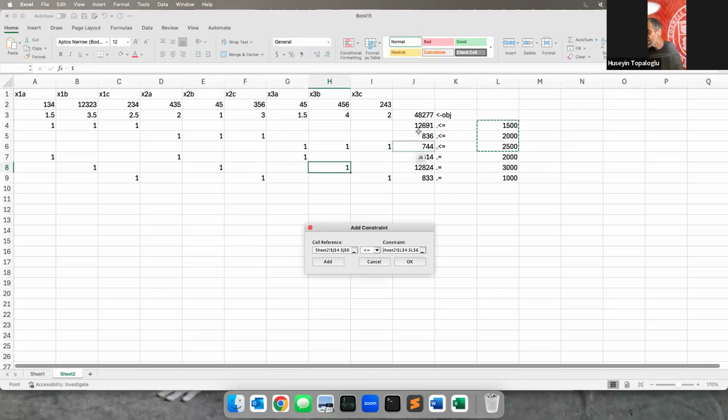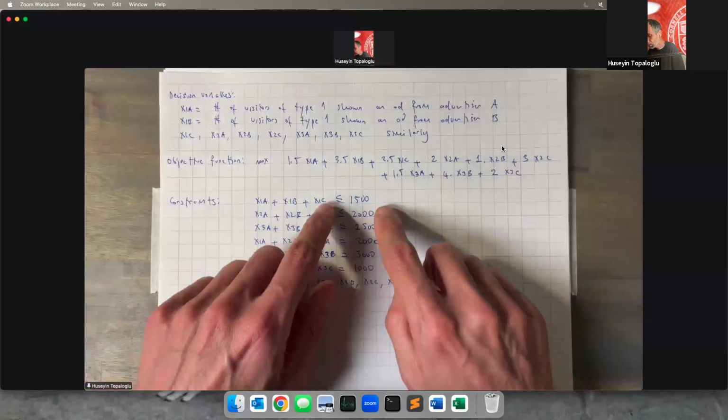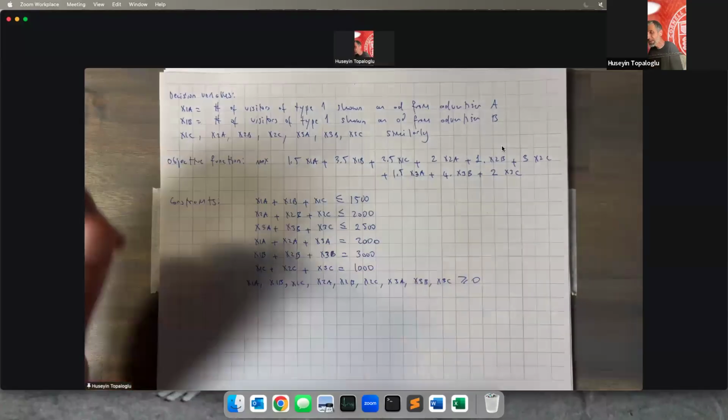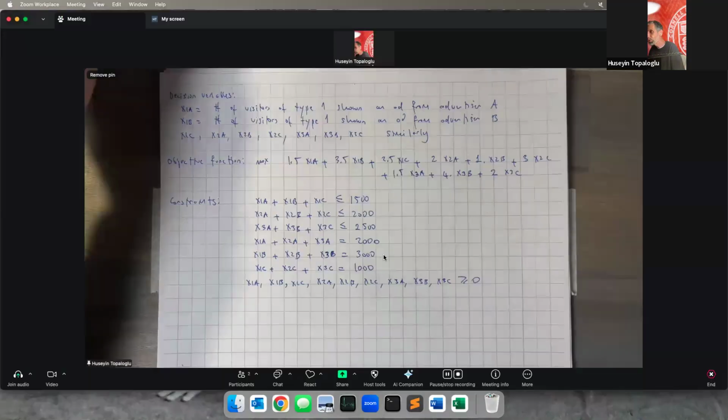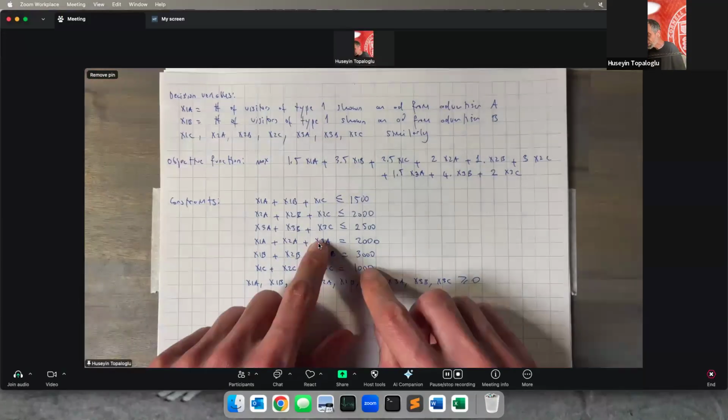These three cells, which are the left-hand sides of the first three constraints, are less than or equal to these three cells, which are the right-hand sides of the first three constraints. These guys are less than or equal to these guys. So I specified my constraints in block form. This is something that we hadn't seen before. Let's say add.